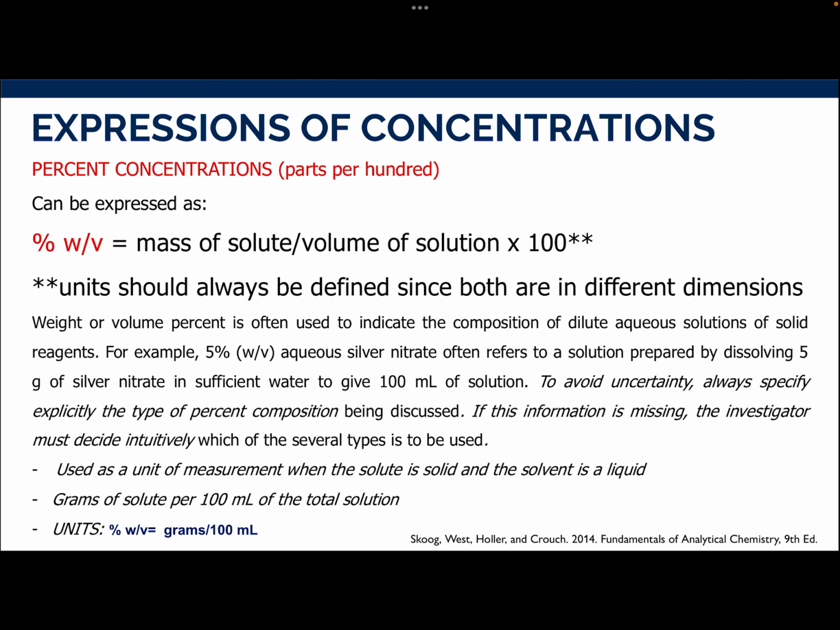Okay. So next, we have the percent weight over volume. Same, if I have 5% weight per volume of ethanol, the meaning of that is that in every 100 ml of the solution, I have 5 gram of pure ethanol. That is the meaning.